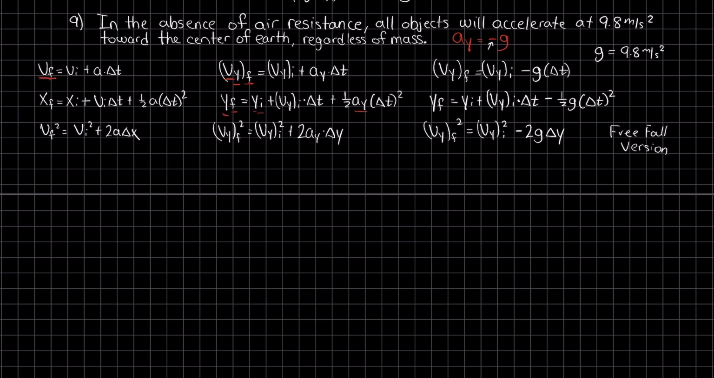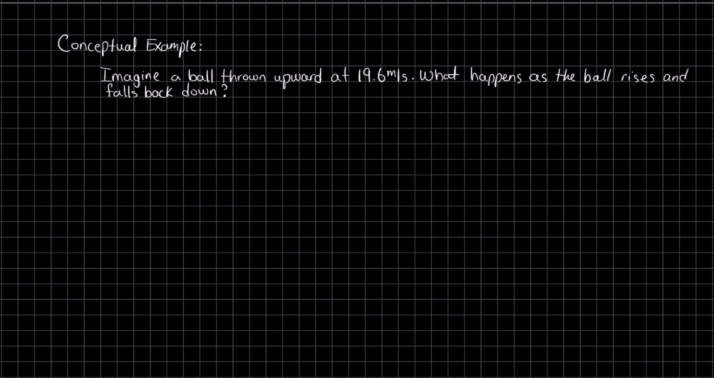So now that we've talked a lot about the theoretical background of free fall, let's go ahead and do a few examples. So we're going to begin with a conceptual example, and it reads, imagine a ball thrown upward at 19.6 meters per second. What happens as the ball rises and falls back down? First, as the ball rises, gravity is still acting on it, pulling it downward. So even though the ball is moving upward, its velocity is decreasing because gravity is slowing it down by 9.8 meters per second every second.